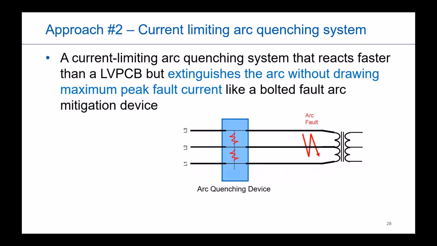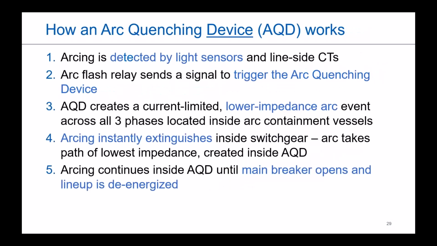You'll be able to see variations of this through different manufacturers. Generally, the word quenching or quencher is the common terminology that's used around the industry. So you'll be able to find this among several manufacturers that at least I'm aware of, and they all provide similar solutions. They just approach them in slightly different ways. But really, how an arc quenching device works is it's detecting that arc through some light sensors, and there's also line side CTs. And once it's detected that, hey, we do have an arcing fault going on, it's going to send a trigger to that arc quenching device.